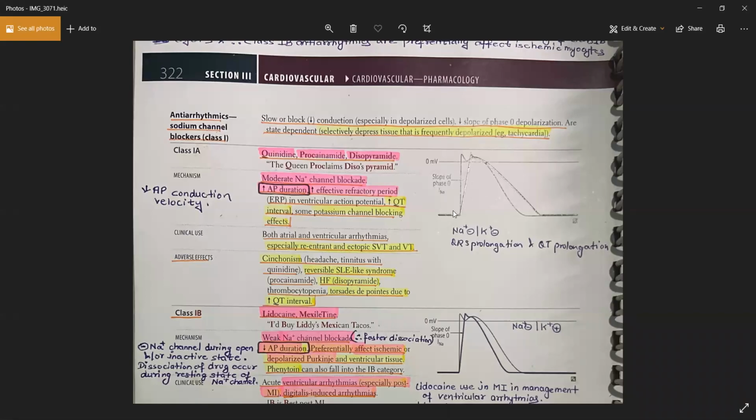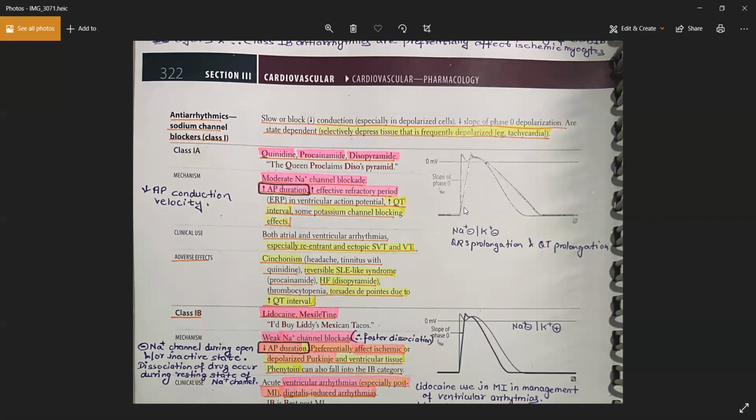Because they're also acting on phase 0, they will decrease the slope of phase 0. They will prolong phase 0 of the action potential. And as a result, QRS widening will be seen. If you remember, phase 0 belongs to the QRS. So you will get QRS widening, and you will get QT prolongation.